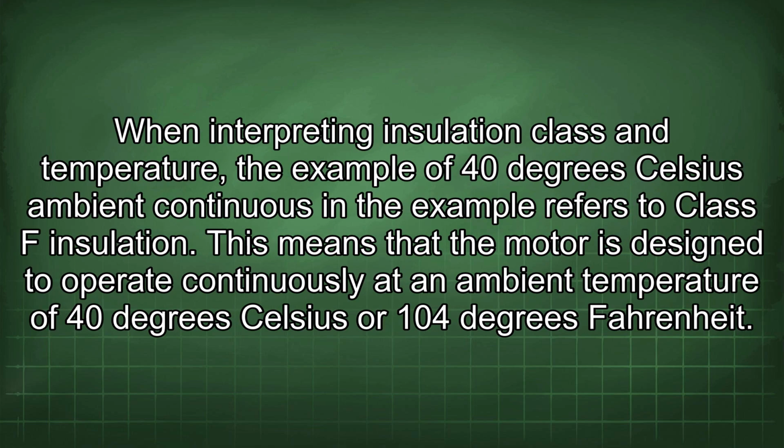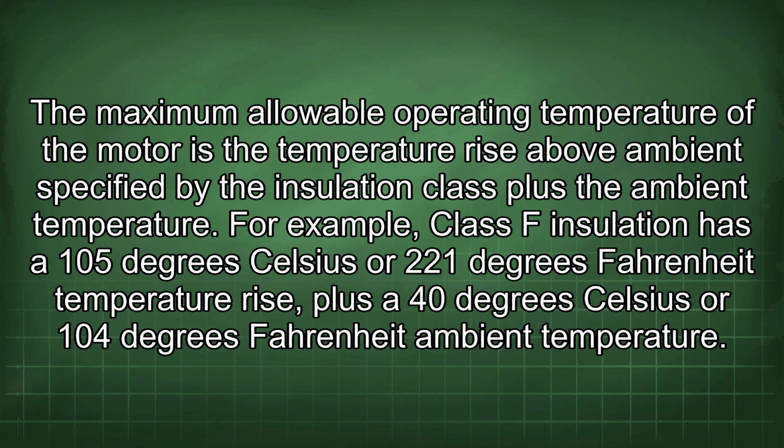When interpreting insulation class and temperature, the example of 40 degrees Celsius ambient continuous in the example refers to Class F insulation. This means that the motor is designed to operate continuously at an ambient temperature of 40 degrees Celsius or 104 degrees Fahrenheit. The maximum allowable operating temperature of the motor is the temperature rise above ambient specified by the insulation class plus the ambient temperature.